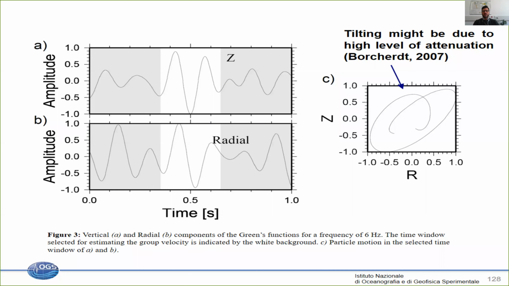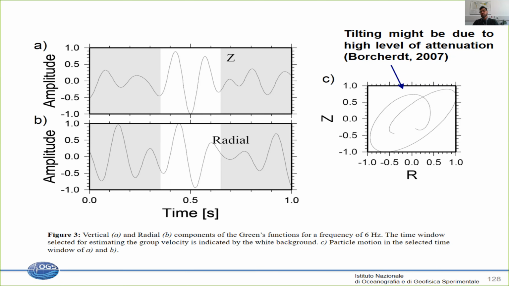This is how our signal was looking. So we made analysis on all the components of motion: on the vertical, the radial, so the component that was oriented between the two stations, and also the transversal, so the component orthogonal to the propagation, to the direction which you can link the two stations.